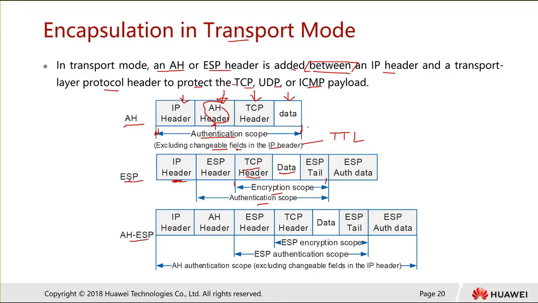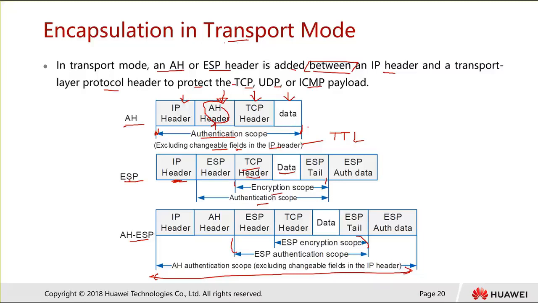And of course, the last one is the AH plus the ESP. So this is actually once we have the ESP running on this side here, and then on top of here, we run another AH authentication. This is the most secure by far.